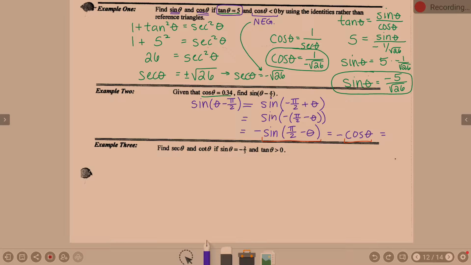Did we have some information about cosine theta? Cosine theta was what? 0.34. So if I've gotten to a point that this is equal to negative cosine theta, what value is this equal to then? The negative of cosine theta, but cosine theta is 0.34, so it's equal to negative 0.34. Okay.